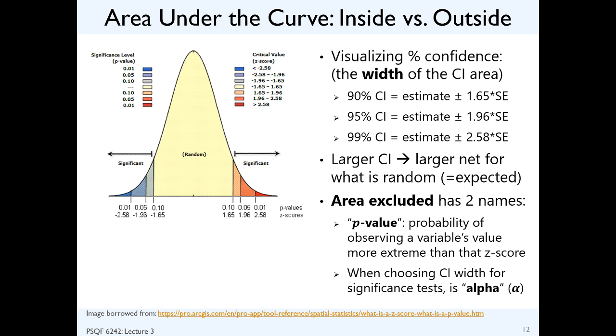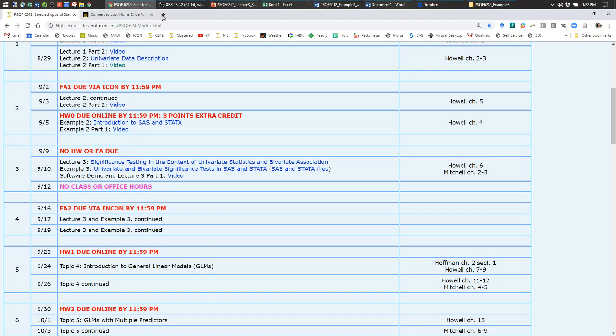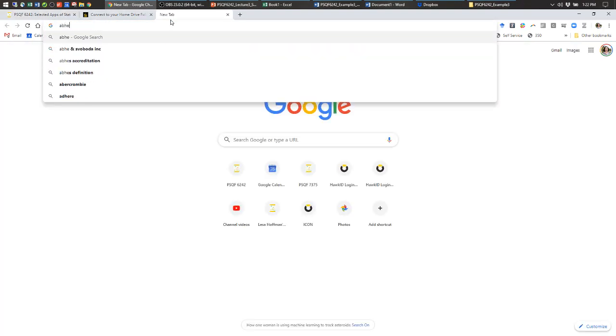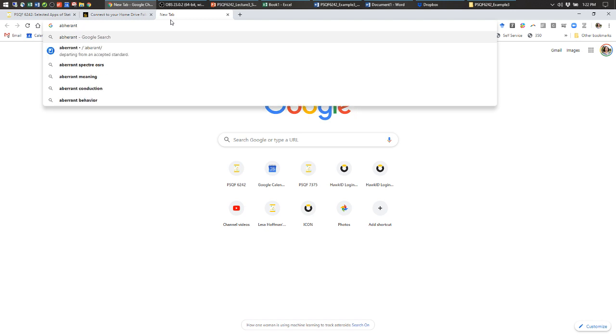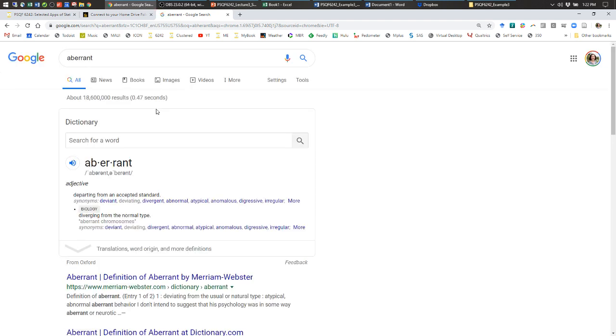So alpha is aberrant. There's a mnemonic for you. What's the word? A-B-E-R? I think there's an H. Can anyone spell aberrant off the top of their head? Let's find out. I'll ask the Google. Aberrant. Abercrombie. No. Aberrant. There's no H. Aberrant. There we go.